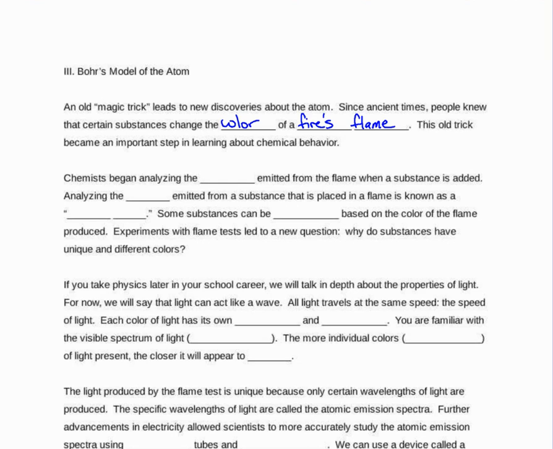So chemists began analyzing the light that was emitted from a flame when the substance was added. Analyzing the light emitted from the substance as it is placed in the flame is known as a flame test. Some substances can be identified based on the color of the flame produced. For instance, before modern times, if something produced a green flame, it was probably copper.